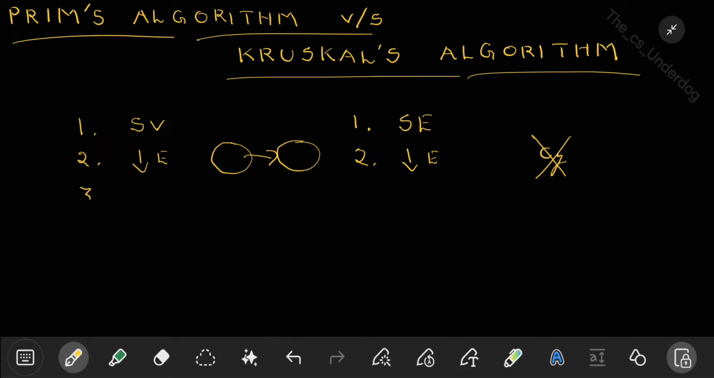Then, what about the MST structure that you are forming? The MST structure at every single step of the algorithm, in case of Prim's algorithm, the MST structure is always connected. And what about Kruskal's? In Kruskal's, you can say that it is not necessarily connected.